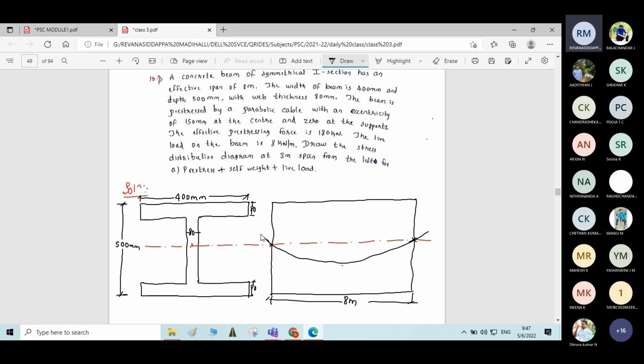Parabolic cable having 0 eccentricity. There is no distance between the centroidal axis and the cable. Okay, 0 eccentricity at the support, and there is an eccentricity of how much? Eccentricity of 150 mm at the center. Okay, at the center the beam eccentricity is 150 mm.